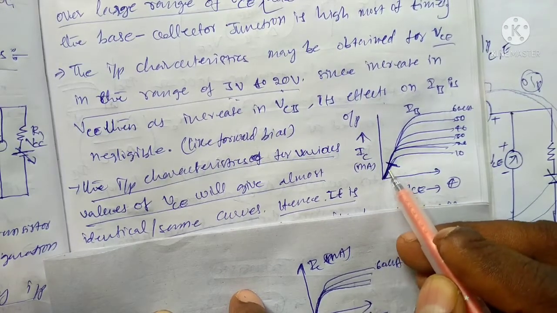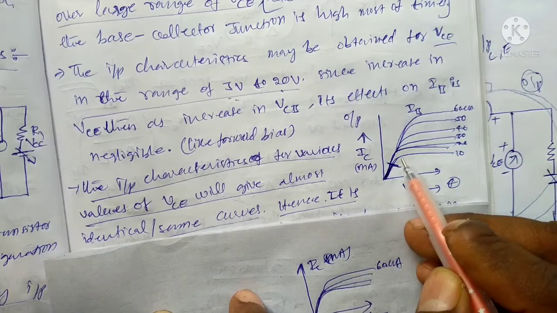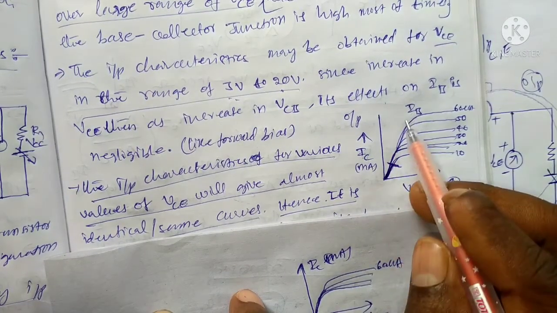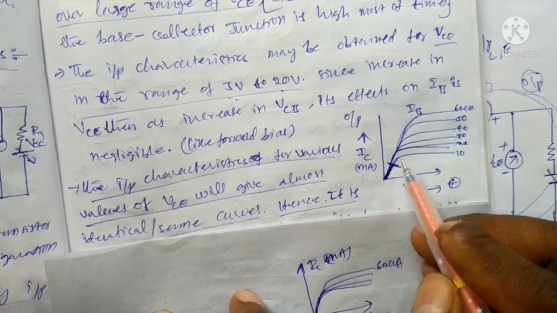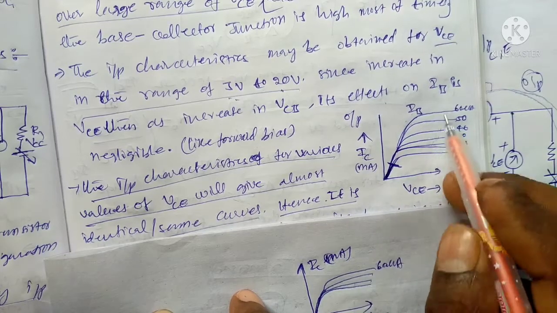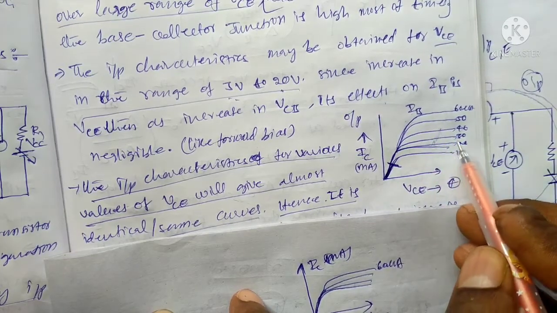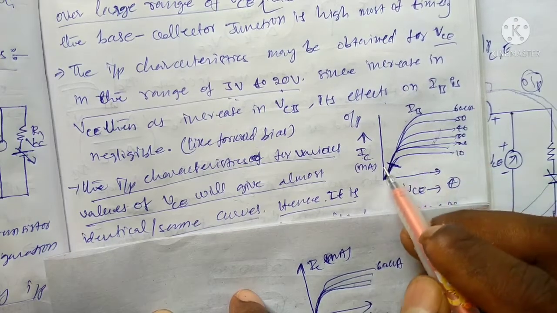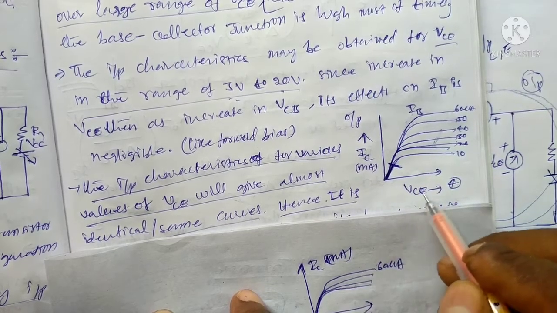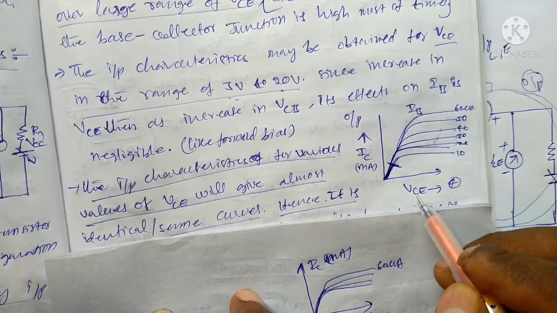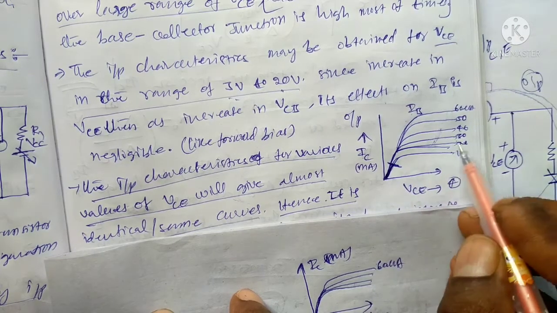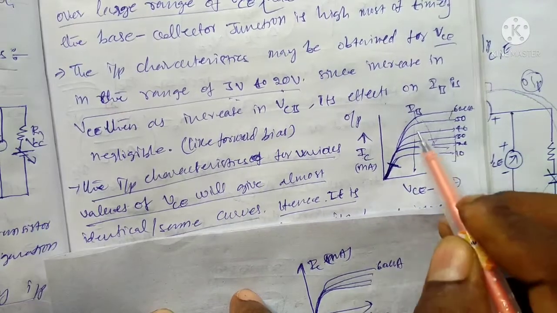We get the slope in this form. After that there is no effect on the collector current. That means there is no change in collector current at constant base current. But compared to this region, increasing the base current 10, 20, 30, 40, 50, 60, the collector current increases. The voltage across the collector emitter is constant. There is no change. This region is the saturation region.